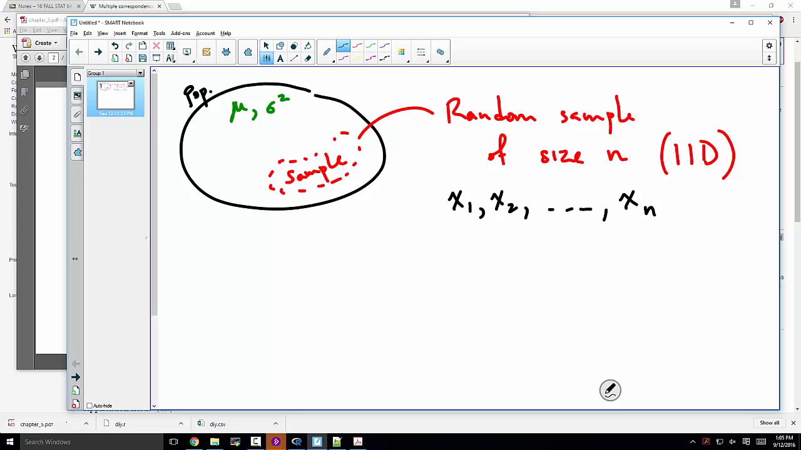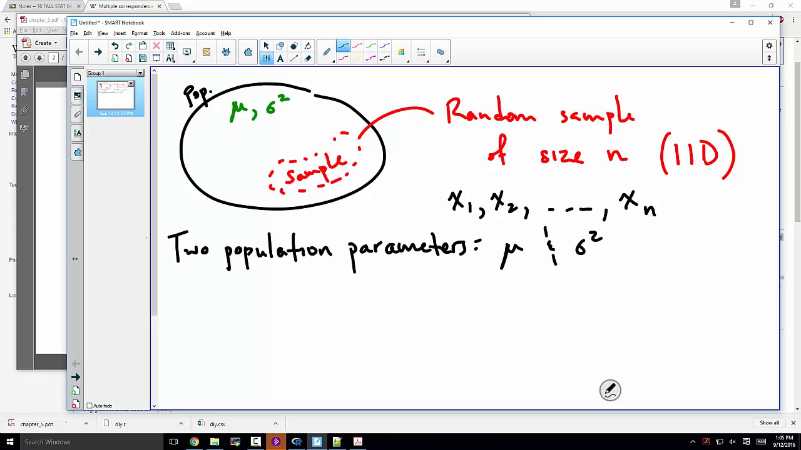Using our sample data, we have two population parameters, mu and sigma squared. And we can have two corresponding sample statistics that we could use as estimates of those parameters.